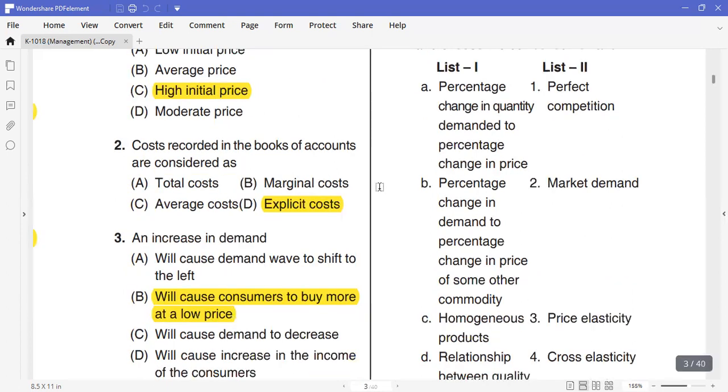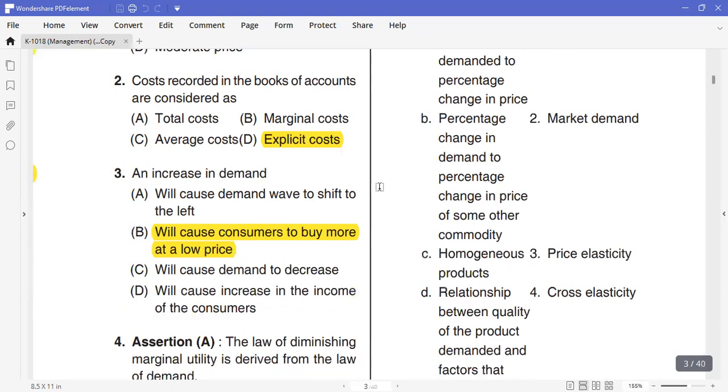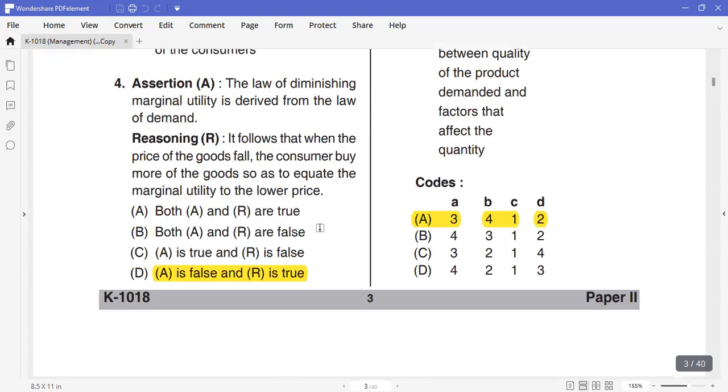Third question, an increase in demand will cause the consumers to buy more at low price. So as you know, the law of demand, lesser the price, the demand for the product increases. So the consumers will buy more and more of the products when the price of the product is less. So therefore the correct answer is B, will cause consumers to buy more products at low price. Then we'll go to the fourth question.